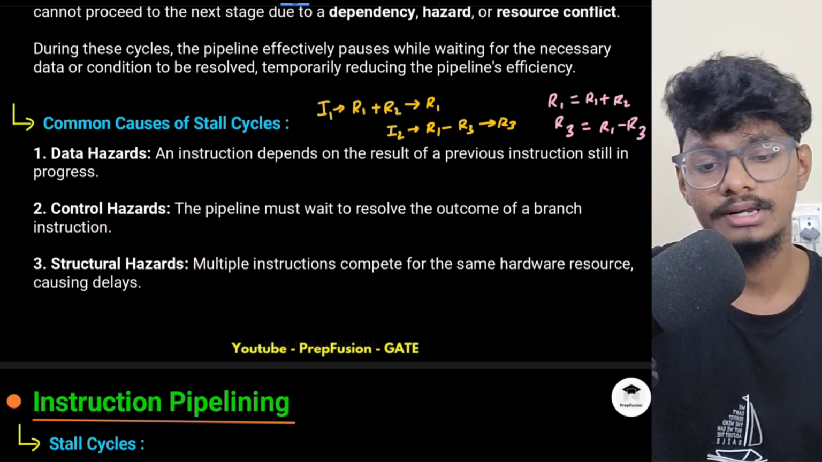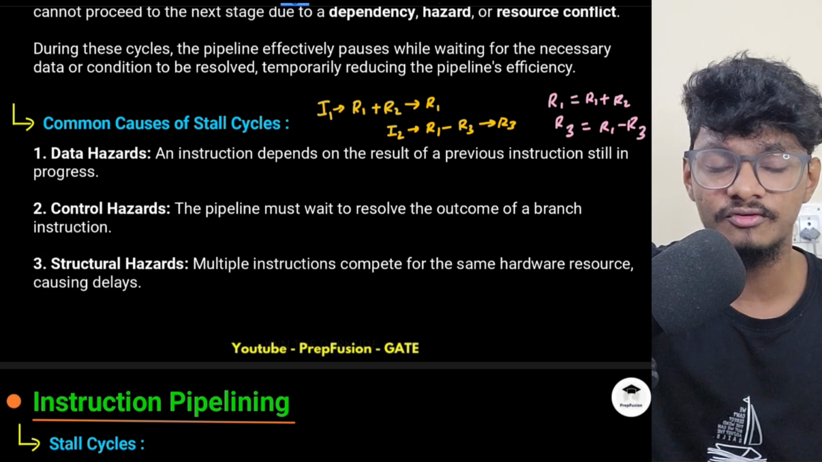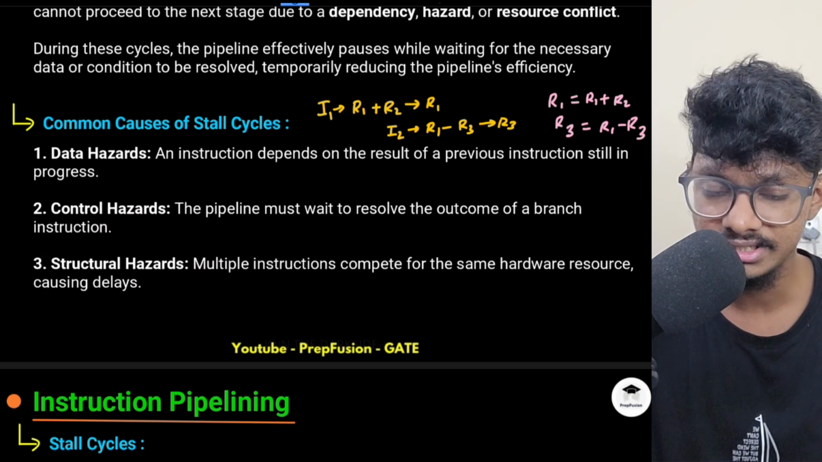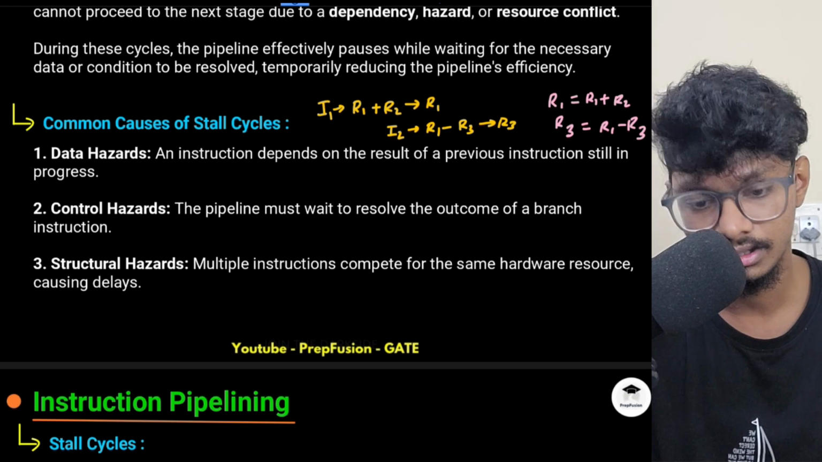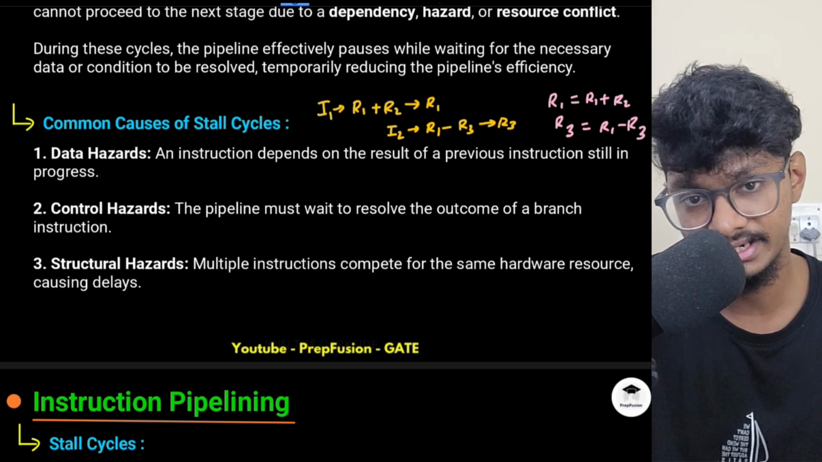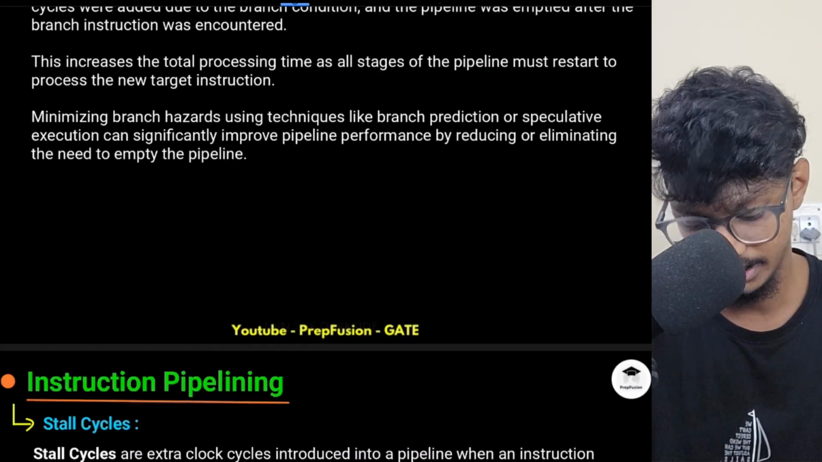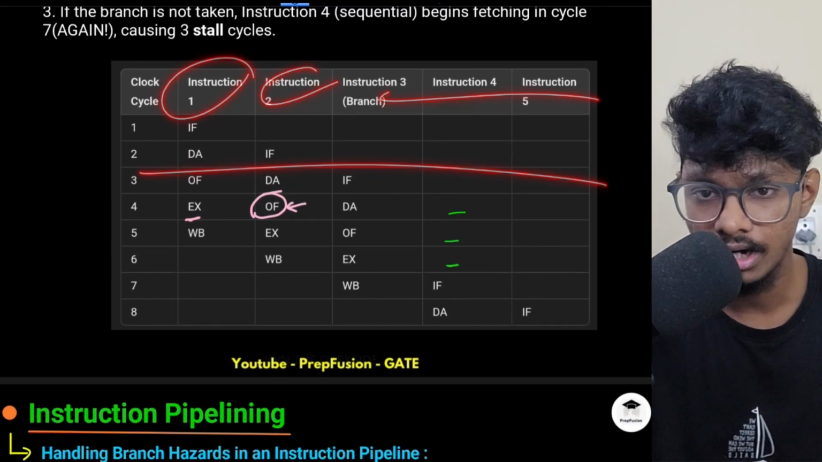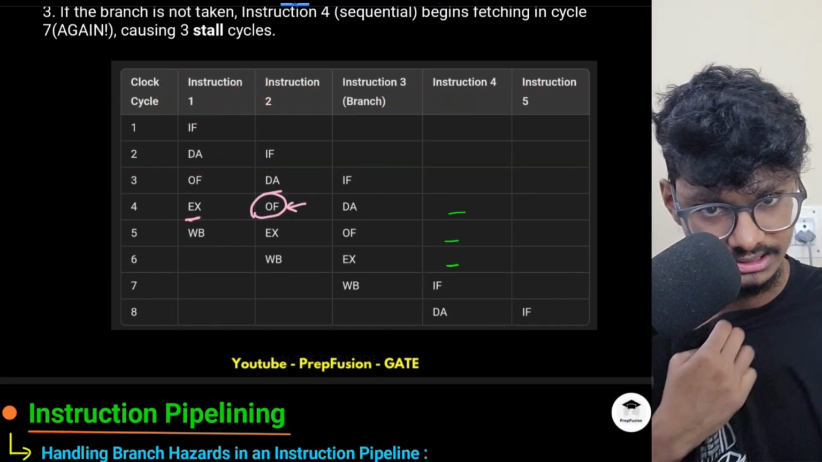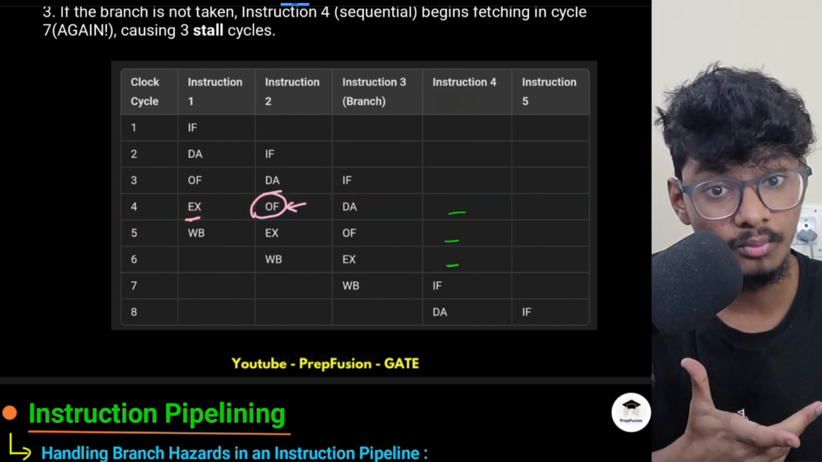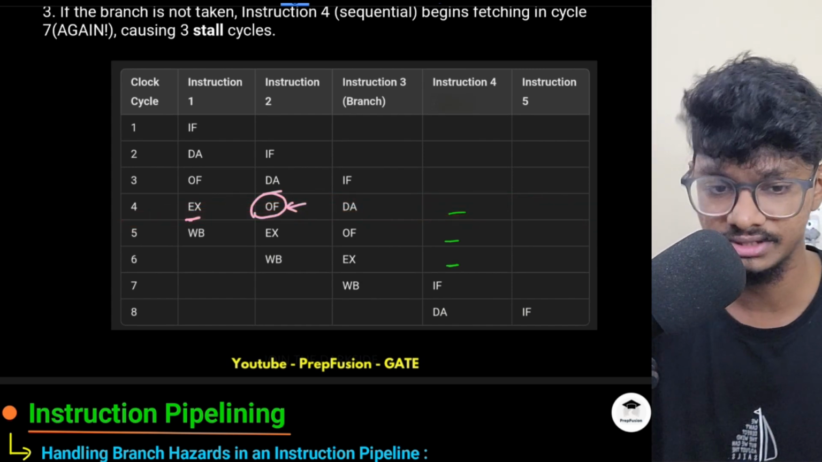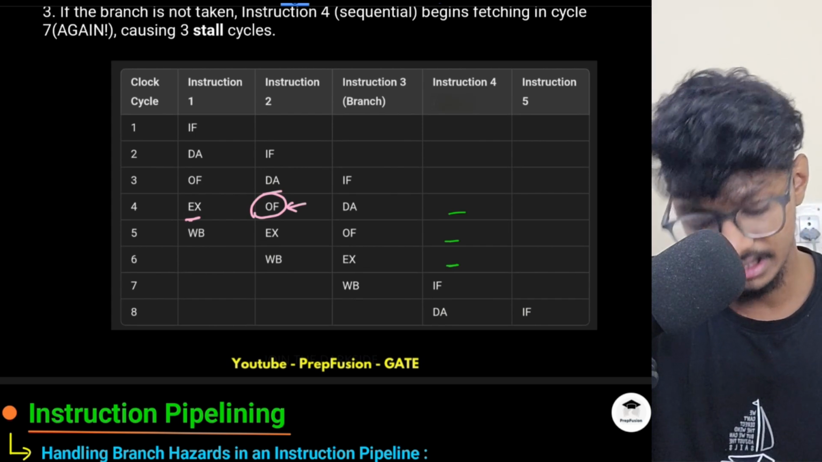Structural hazard. If multiple instructions compete for the same hardware resource. So multiple instructions are telling that they need the ALU, right? Simultaneously, like what happens in this pipeline, all the stages are operating simultaneously, right? All the different stages. But what if in different stages they conflict for the same resource? We'll understand with the example. There we will see that they're conflicting for the same resource.